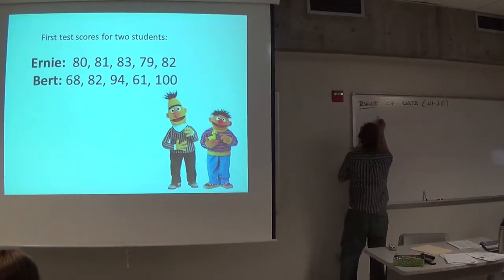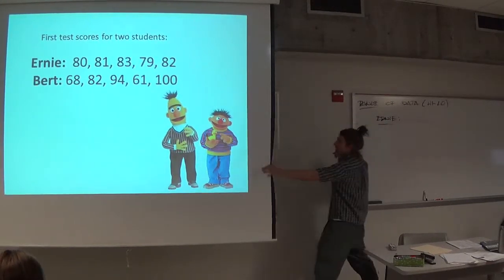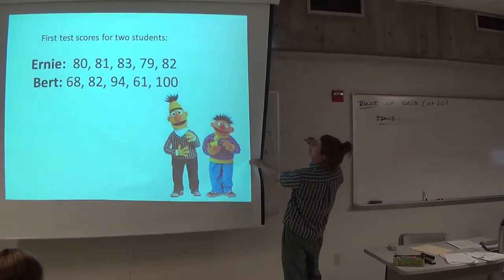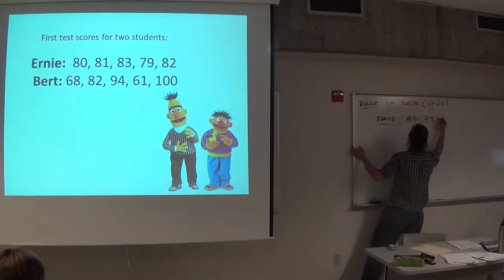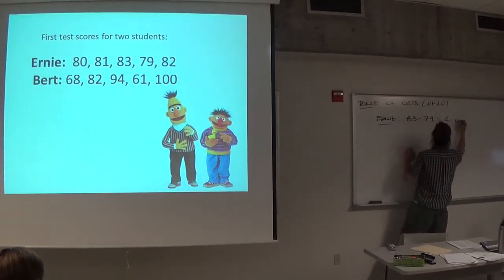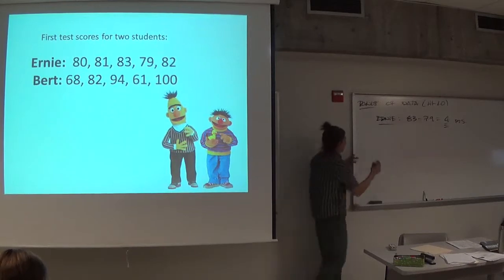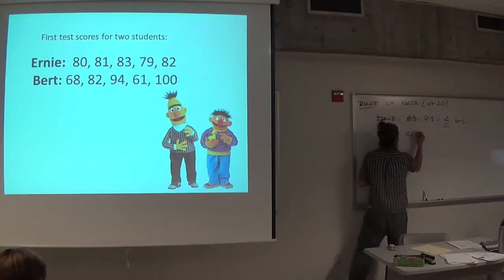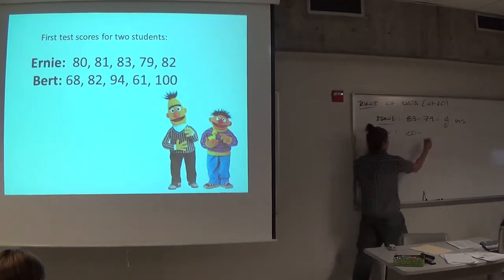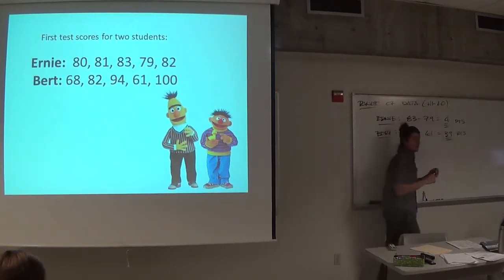So for Bert, or for Ernie I should say, we'll do his because he's less rangy. Ernie, he's 4, yeah, 83 minus 79, right? Which is 4 points of range. How about Bert? 39. 39! Because he has that 100, right? But he also has that, right, which gives you 39 points of range.